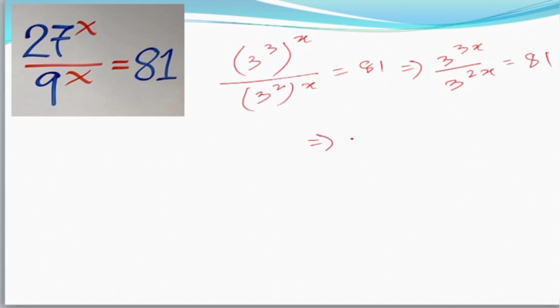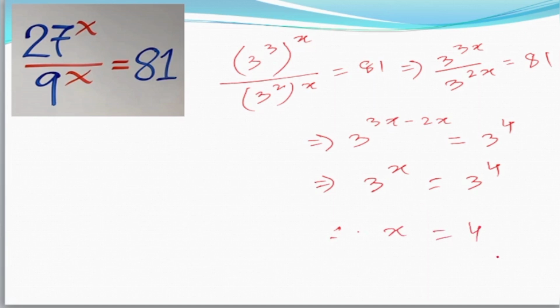Now we can write 3 to the power 3x minus 2x using the formula of exponent power. In place of 81 we can write 3 to the power 4. So if we compare this 3 to the power x and 3 to the power 4, the left hand side and right hand side, we can easily find the value of x. Here if we compare, the value of x will be 4.